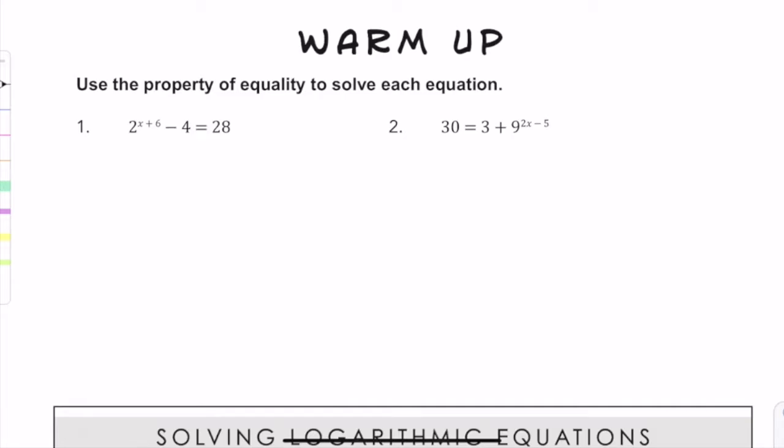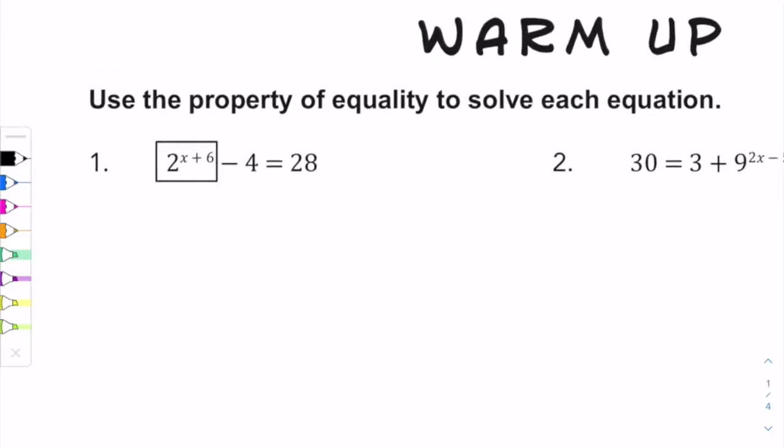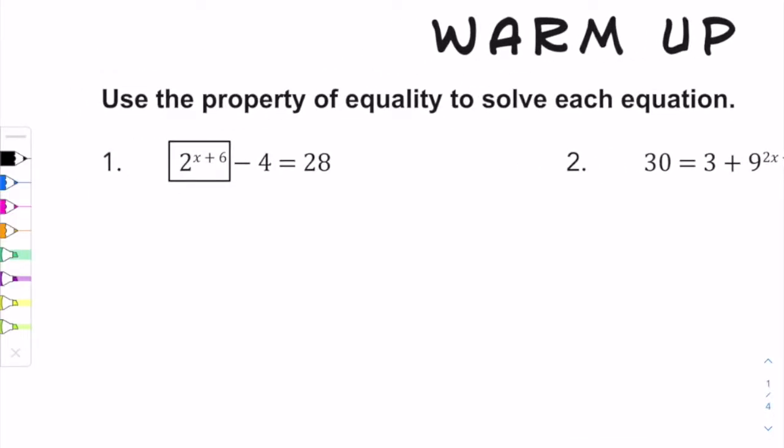When you're solving exponential equations, you have to get the exponential expression by itself. So we need to isolate 2 to the power of x plus 6. To do that, we need to add 4 to both sides. 2 to the power of x plus 6 is equal to 32.